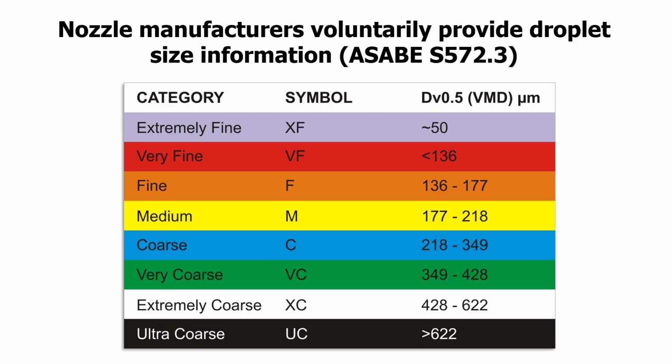All right. So when you're picking a nozzle, if you're trying to avoid drift or do a good job, you're going to get overwhelmed by all the nozzle choices. They're gorgeous colors. It looks like candy to me. But what I want you to really look at here are the symbols. XF, VF, F, M, C, VC, XC. These are the volume median diameters, or the spans, or the droplet sizes produced by a nozzle.